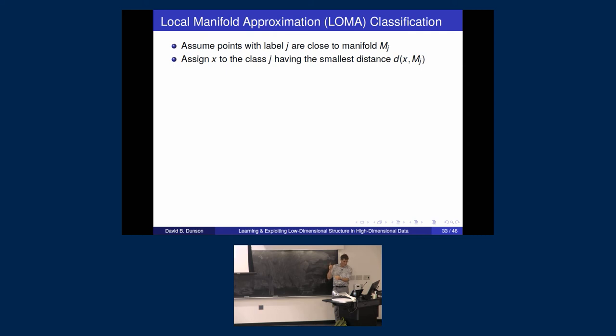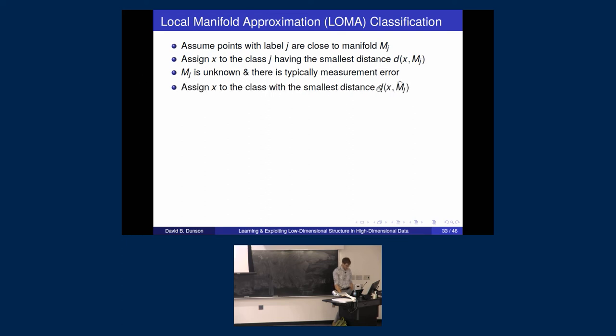So we're going to assign x to the class having the smallest distance. So there's a manifold in a neighborhood around x. There's going to be an estimate of the manifold locally, specific to each class. The class 1, class 2, class 3, class 4. We're going to calculate the distance to each of those and choose the class that has the minimal distance, and we're done. That's all the algorithm's doing. Okay. So it's embarrassingly simple. The manifolds are unknown, and there's going to be measurement error, of course. So we'll put a hat on it, we'll estimate it. And so that just depends on local estimation of M.